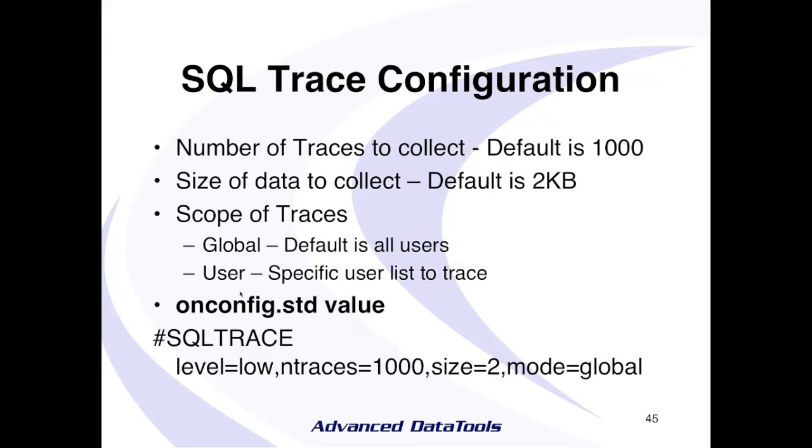Now, the number of traces, the default is 1,000. You can change the size of that. You can change the size of data to collect, which is how much memory. You can change whether you want to do it for all users or for specific users. And there are settings in the onconfig file to do this. But don't use the onconfig file. I'm going to show you a better way in just a minute.